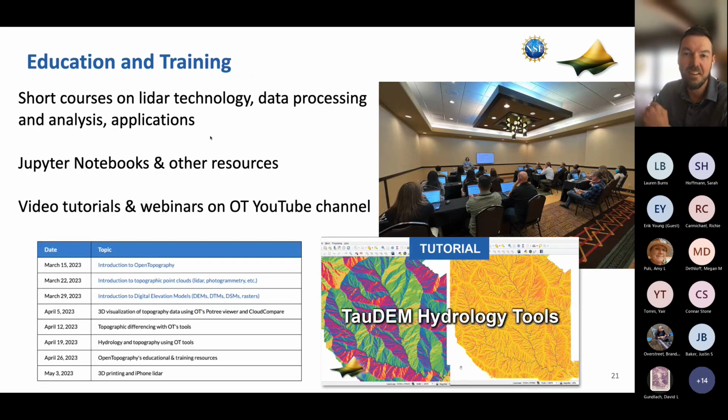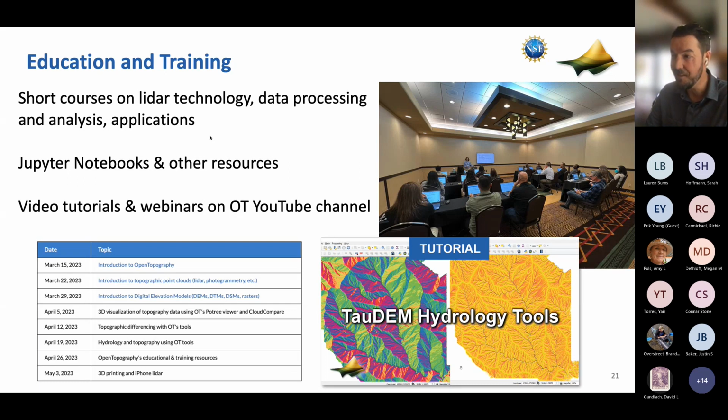And then just getting close to concluding here, education and training is another big part of what we have done historically. We've done 35 in-person short courses on various ways to teach people how to process and utilize this kind of data. Our website's full of things like Jupyter notebooks and video tutorials and all kinds of other things that we are constantly working on to try to help people use our system or to use the data.